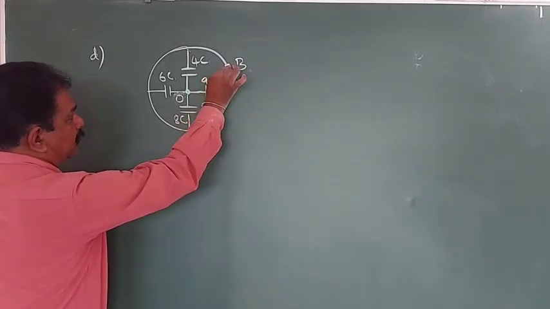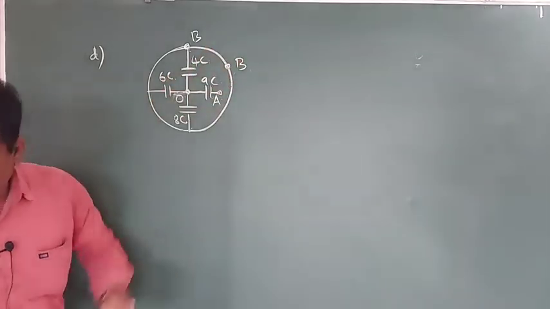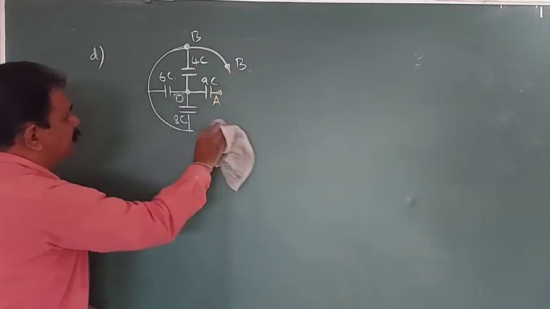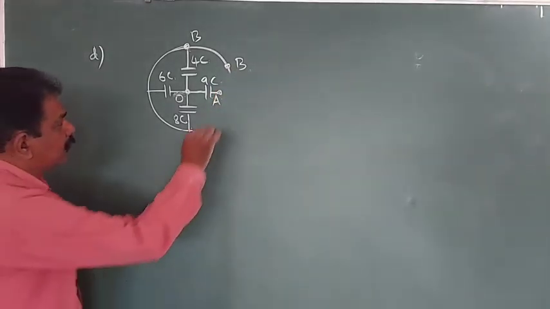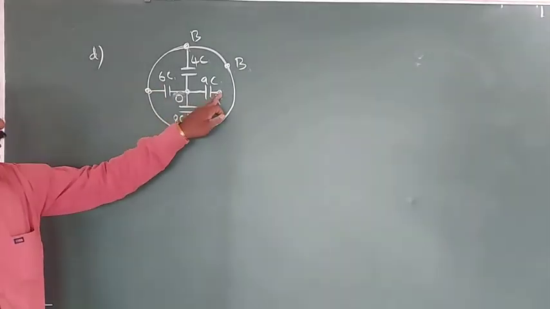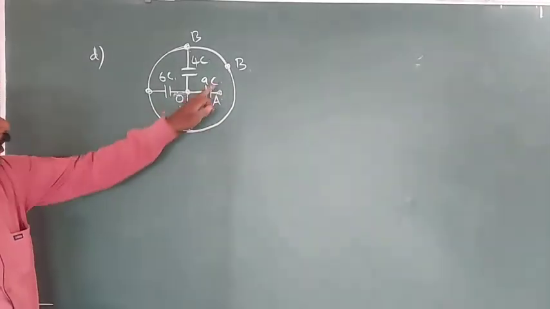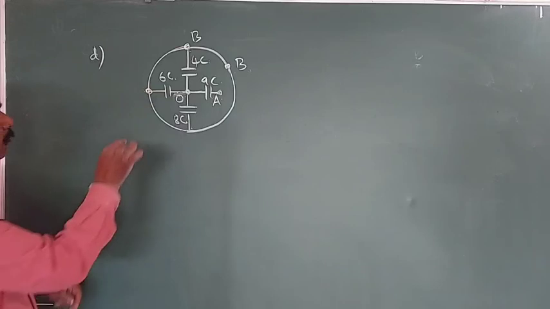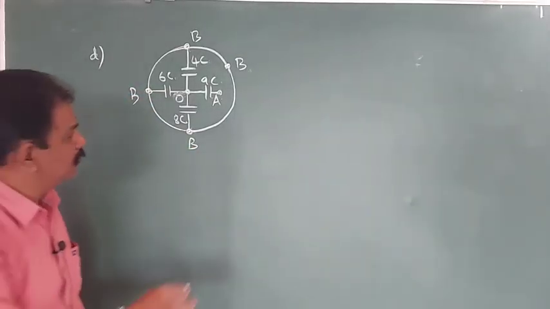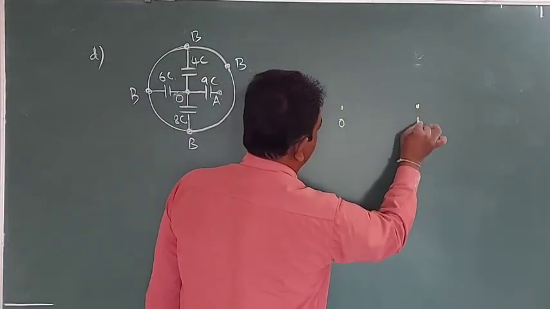Here B, here also B. Here not joined these two. Remember, here what happened? Here joined. Here just A is there, no joining is there. Clear? Now here B, here B, here also B. Here also B. Redraw the circuit. A, O, B.